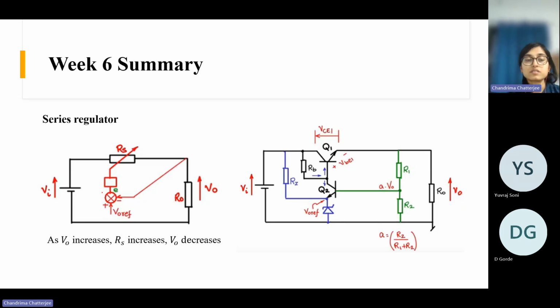So let's understand how this series regulator works. Here again we have this unregulated DC input voltage, and here again we have a series resistance. Okay. But this is a variable resistance. This is not a constant resistance. Okay. And then we have a load resistance here as well. But here you can see there is no shunt, there is no Zener diode or anything. Here we only have the series components. That's why it is called a series regulator.